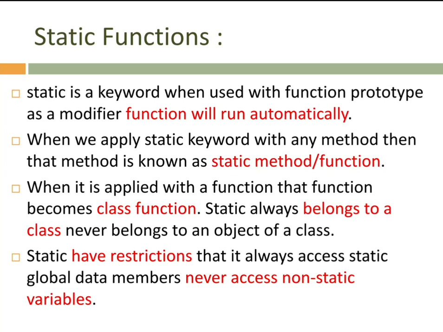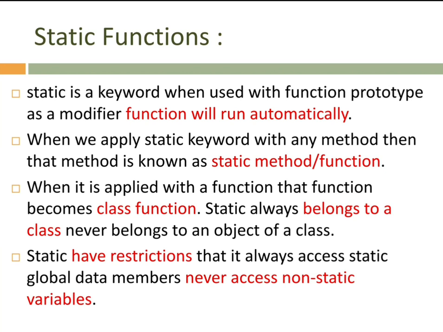See the third point. When static is applied to a function, that function becomes a class function. Means that memory is fixed only for the class, not for the object. It is fixed for a class, and each and every object can use that function. The memory is fixed. And see, static always belongs to a class, never to an object of a class. We can use that function, but that function belongs to a class only, not to the object.